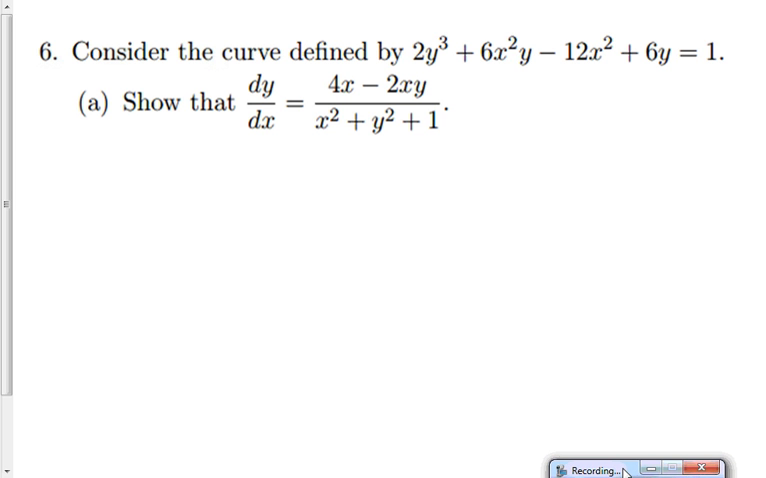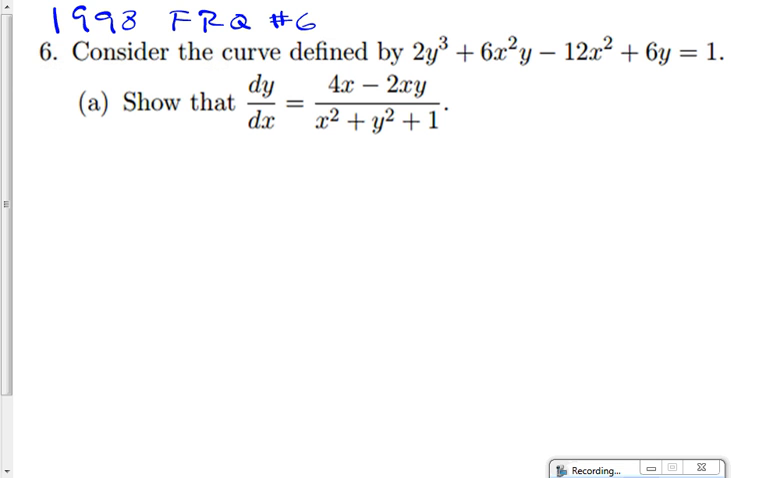Today we're going to look at 1998 free response question number 6. It's a calculator allowed problem. The first instructions are to show that the derivative of y with respect to x is given by that expression.